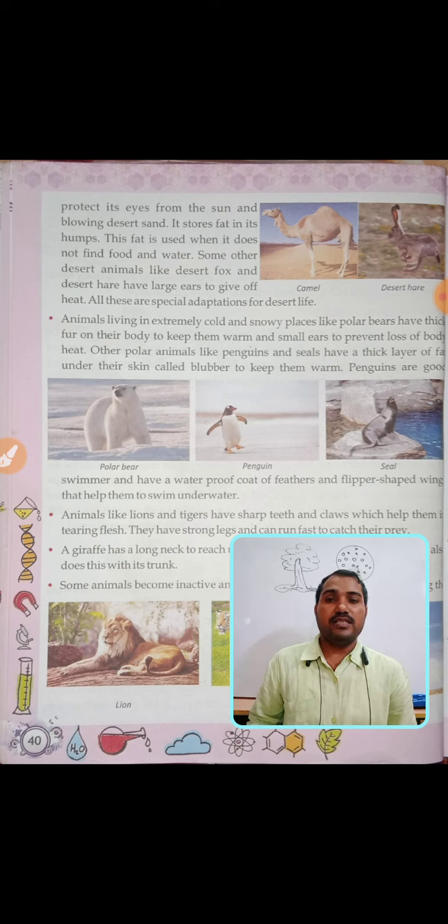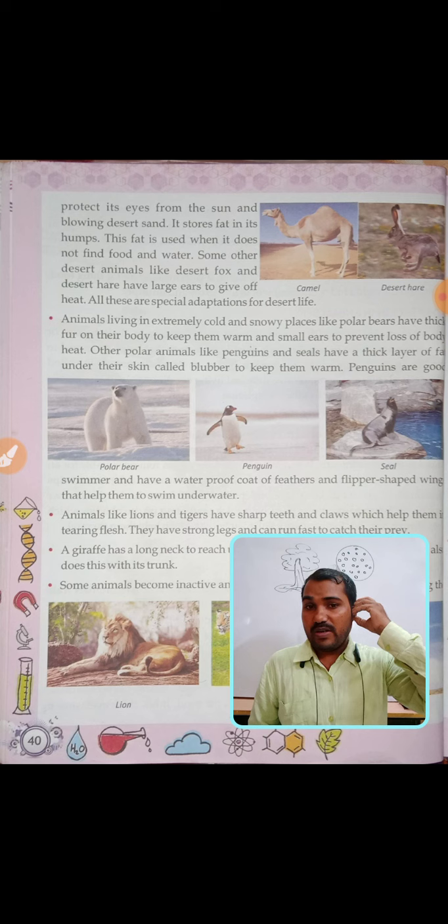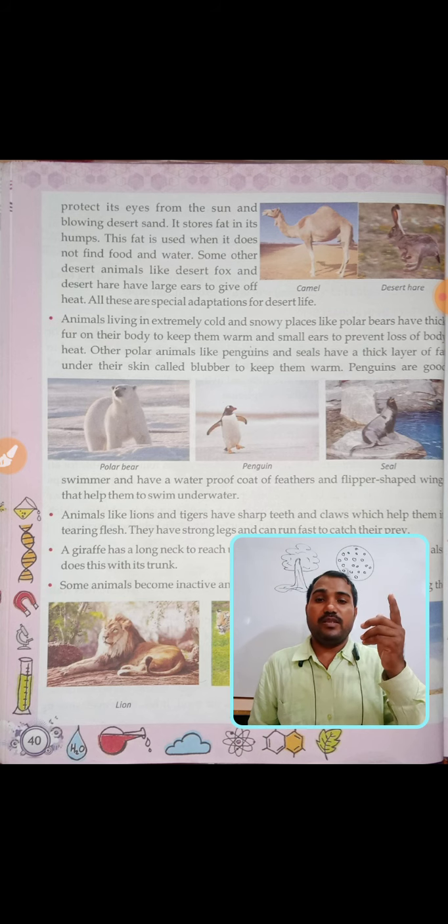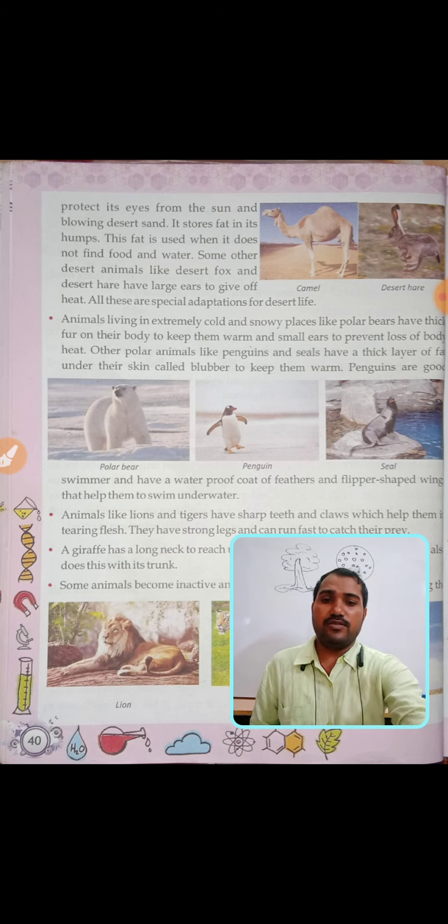Some other desert animals like the desert fox and desert hare have large ears to give off heat. Similarly, animals living in extremely cold, snowy places, like polar bears, have thick fur, the blanket of hair on their bodies, which keeps them warm. They have small ears to prevent loss of body heat. Similarly, you can see other animals also from the book.